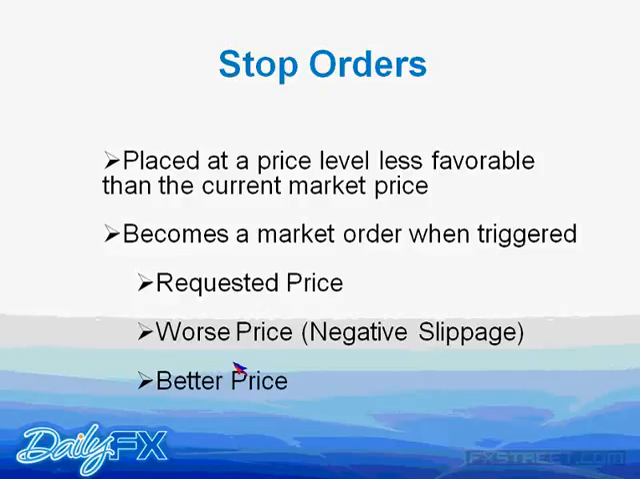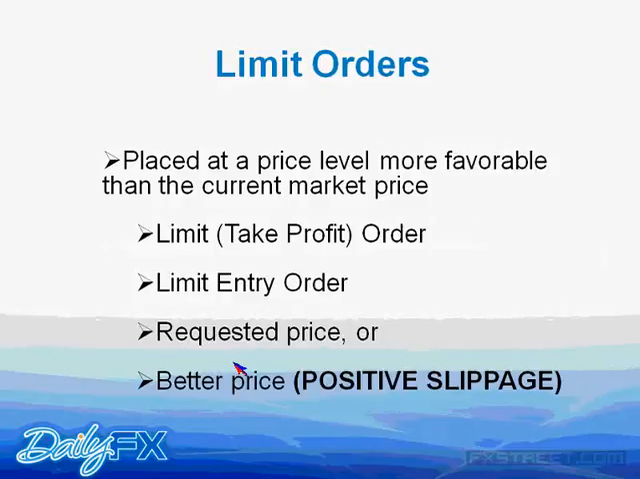Now, stop orders are orders that are placed at a price level less favorable than the current market price. So if you are looking to go long the euro dollar, which by the way has had a nice run up here today, a stop order would be getting in at a less favorable price. If you want to buy, what's a less favorable price? Well, higher is less favorable. That becomes a market order when it is triggered. It's possible that you could get that requested price, or you could receive a worse price and negative slippage.